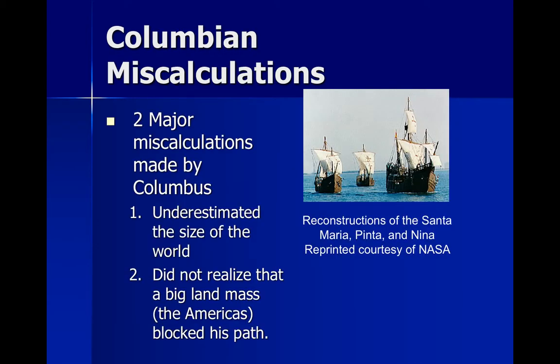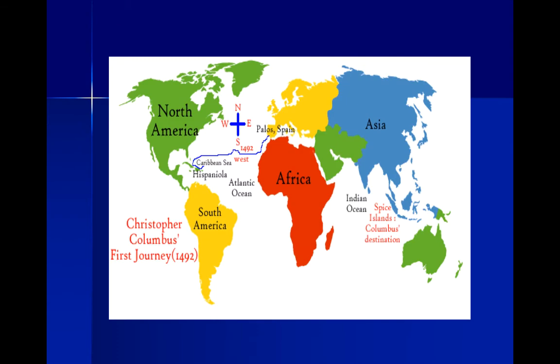And the miscalculations, as I said, the Columbian miscalculations: underestimating the size of the world, and not knowing that a massive land mass was in the way. If you look at this map right here, North America, Central America, and South America block Columbus's route to Asia. And he doesn't know that. He does land in Hispaniola, in what's today called the West Indies. He thinks he's in the East Indies, and if you look straight across in the blue area, there are some islands that are the East Indies, and Columbus believes that he's there.